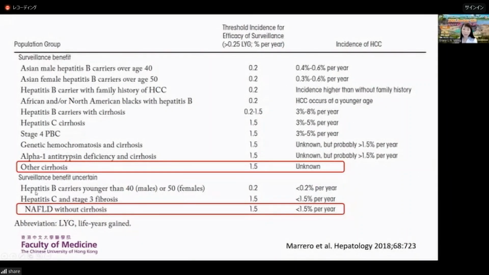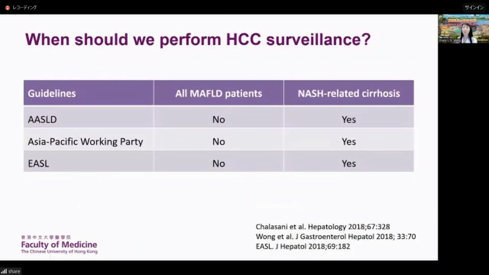But if you look at the lower part of this slide, those without cirrhosis have a relatively low incidence, so there is no strong evidence showing that we should screen for them. But I would say more data are evolving, because NAFLD or MAFLD without cirrhosis represents a very huge cohort of patients. Even though the absolute incidence is low, the number of patients may still be considerable.